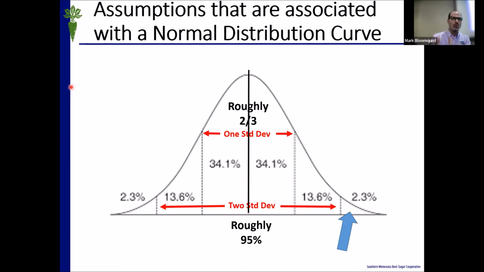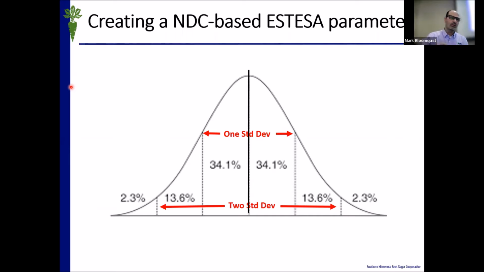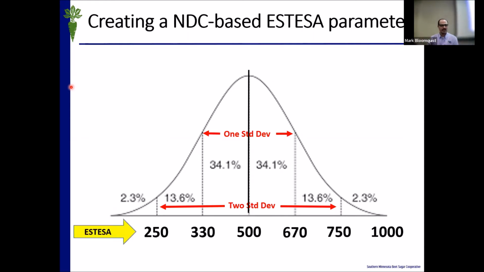We want to know that percentage that is excelling, that really stands above everything else. So when we create this normal distribution curve based ESTESA parameter, we had to take into account something that was adoptable and something that made sense. And the normal distribution curve is pretty much something that the world lives by from a population perspective. But it also had to make some sense from a numerical perspective.